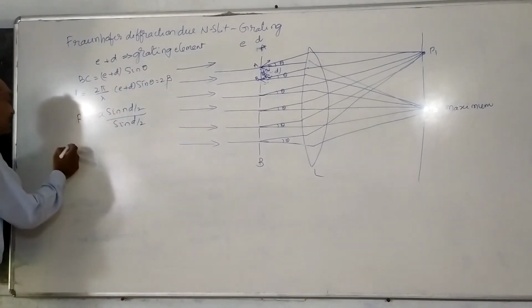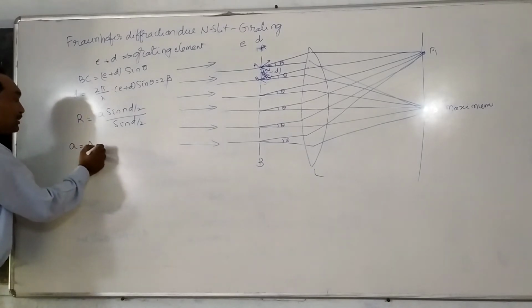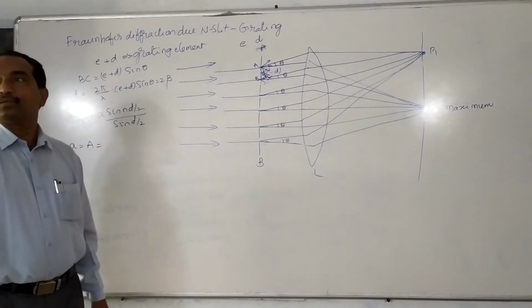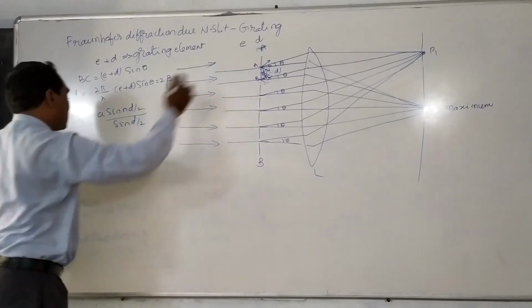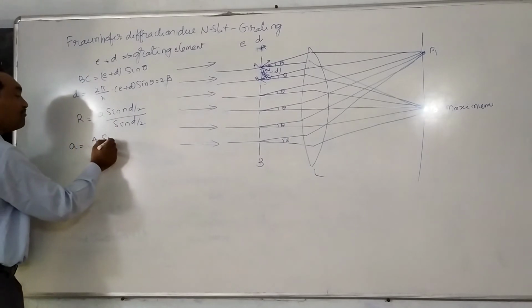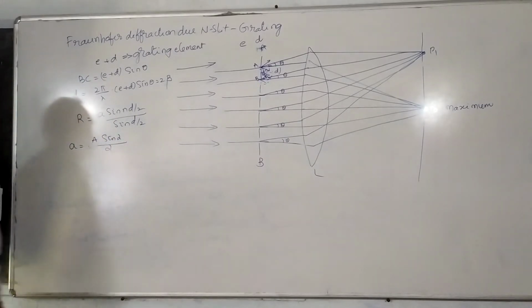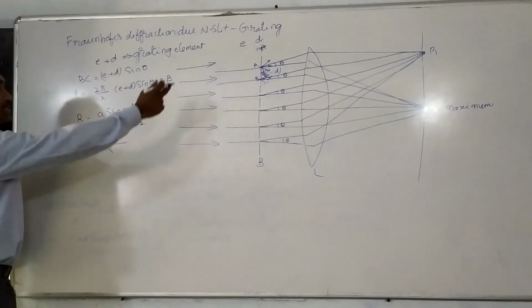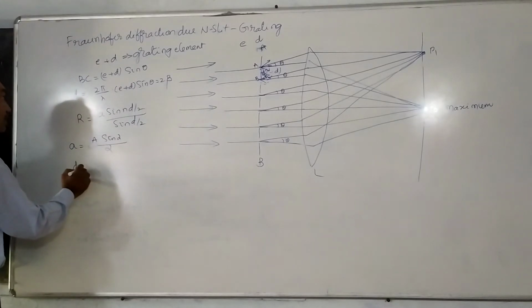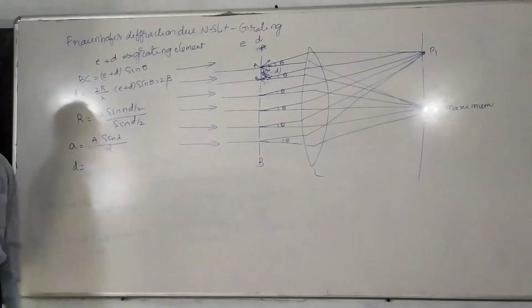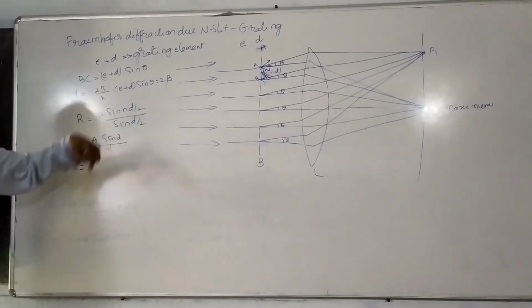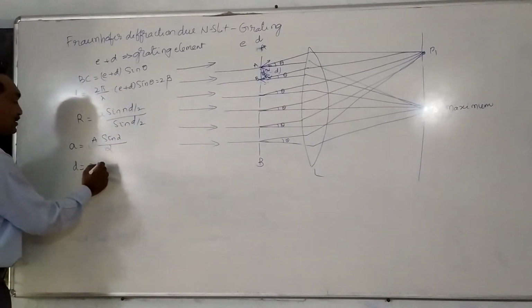In this case, A is the amplitude due to the single slit, that is equal to A sin alpha by alpha. Am I right? And what is this delta? Delta is equal to 2 pi by lambda into (e plus d) sin theta. That is the phase difference between two consecutive vibrations or two consecutive slits. That may be taken as 2 beta.